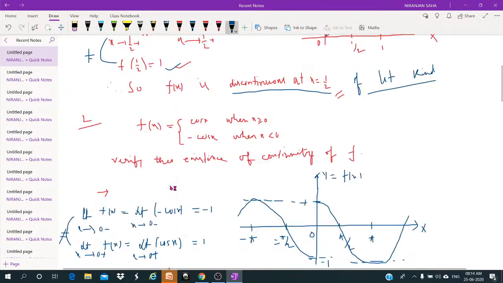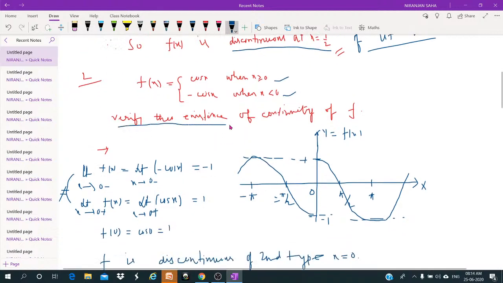Now the second question is that f(x) is defined as cos x when x is greater than or equal to 0 and minus cos x when x is less than 0. So here again we have to verify the existence of continuity of f. If we draw the diagram for x greater than or equal to 0, then we have this curve, which is cos x, f(x) equal to cos x, and when f(x) is minus cos x, x less than 0, then the curve will be in this way.